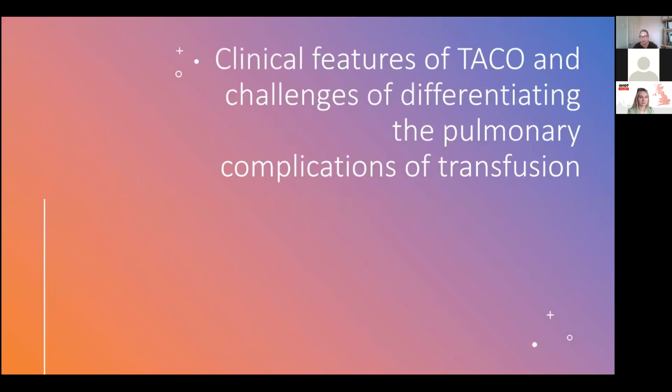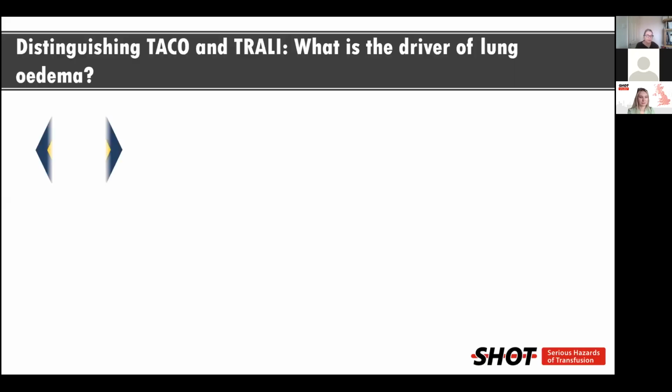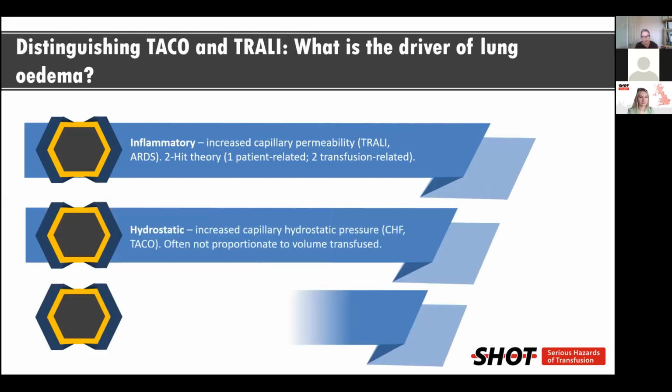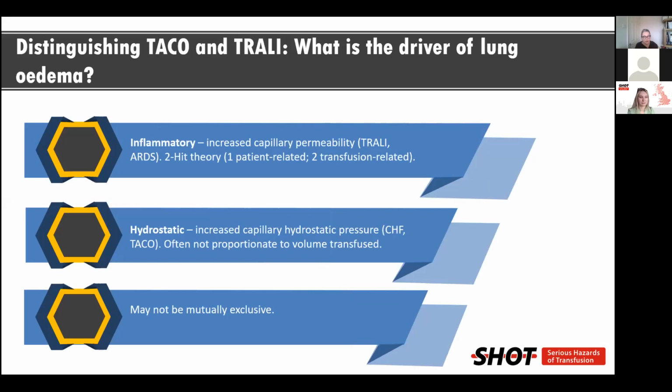So, clinical features of TACO and challenges of differentiating the pulmonary complications of transfusion. This is very challenging. So if we move to the next slide, how do we distinguish TACO and TRALI, and what is the driver of lung edema? Well, it's not so straightforward, as we've probably gathered from the previous slide.